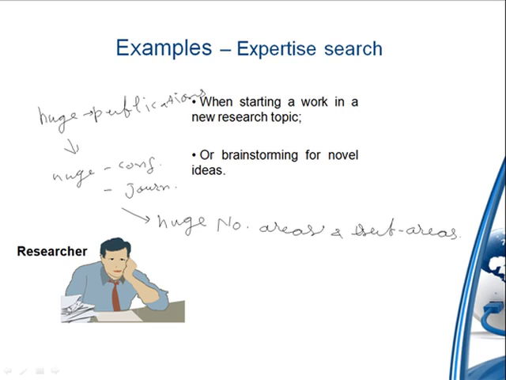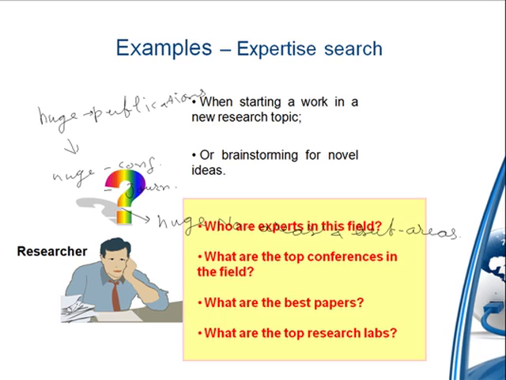So when starting a work in a new research topic or brainstorming for novel ideas, the questions are: who are the experts in this field? What are the top conferences in this field? And what are the best papers? What are the top research labs? To get these answers, we can use some automatic techniques, because it is very tough to manually identify the results for every desired topic.